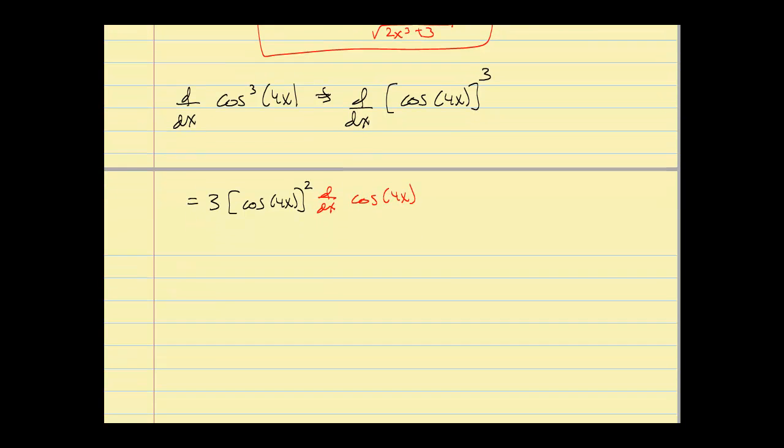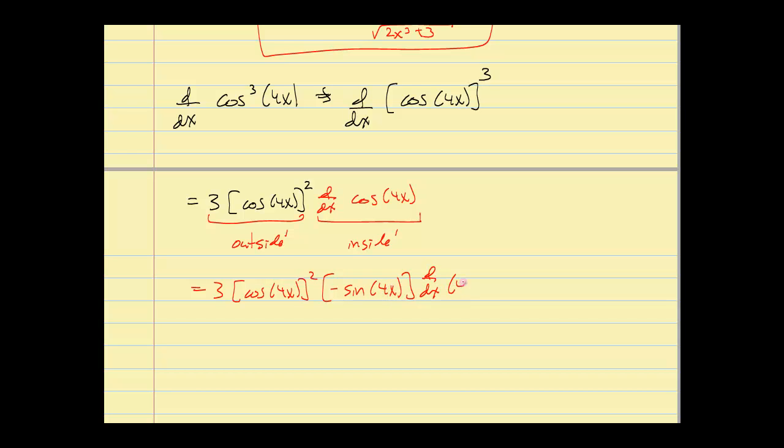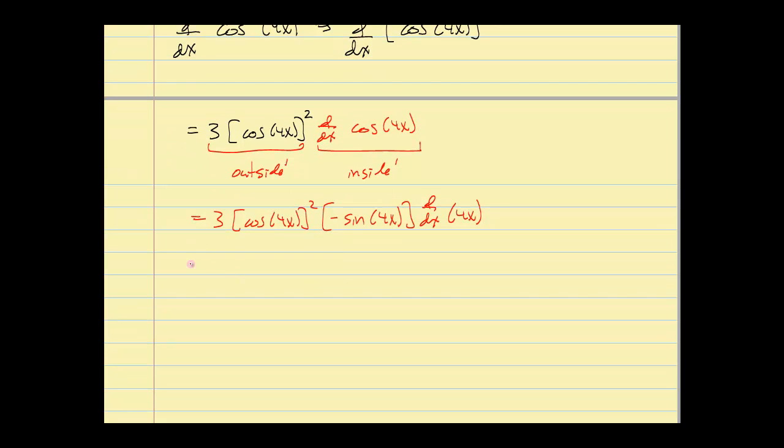Now, holy cow, this is another chain, because to take the derivative of this piece right here, I'm going to have to use another chain rule. So this was outside prime. This is going to be inside prime. But in order to take the derivative of inside prime, I have to have another inside outside. So let's go ahead and write this out again. This is going to be 3 cosine of 4x quantity squared. The derivative of the cosine of 4x is going to be negative sine of 4x times the derivative of 4x. And of course the derivative of 4x is just 4.